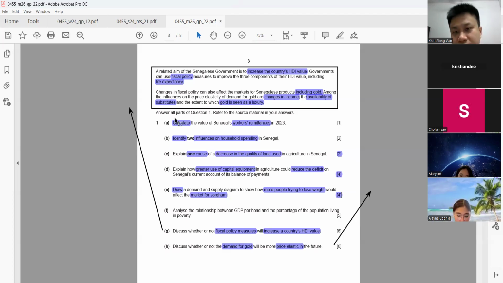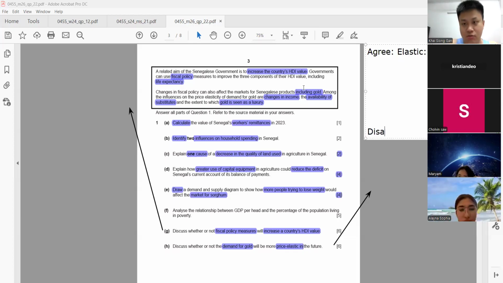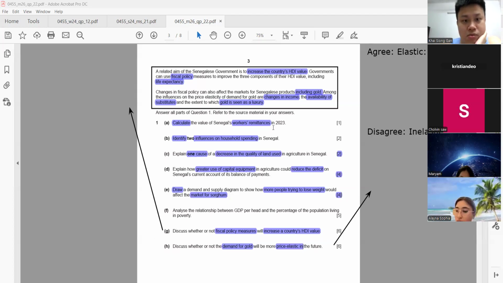So I want to say yes, it will be more elastic first. You want to write point form or full answers? Point form, okay. Let's talk about elastic first: the points to support, agree that it will be elastic. Then after that, disagree, inelastic. I want to say demand for gold will be price elastic for now.